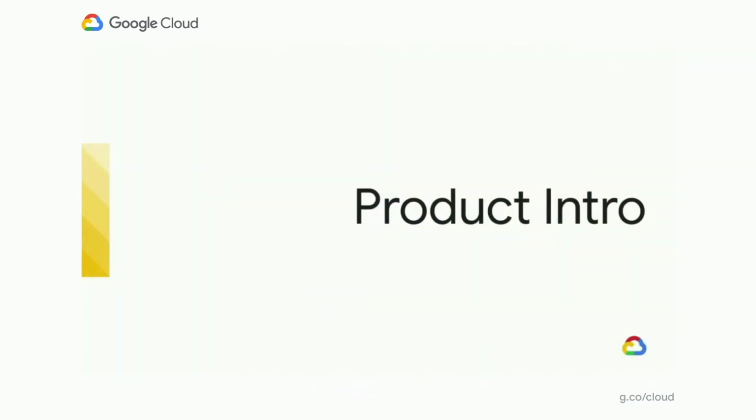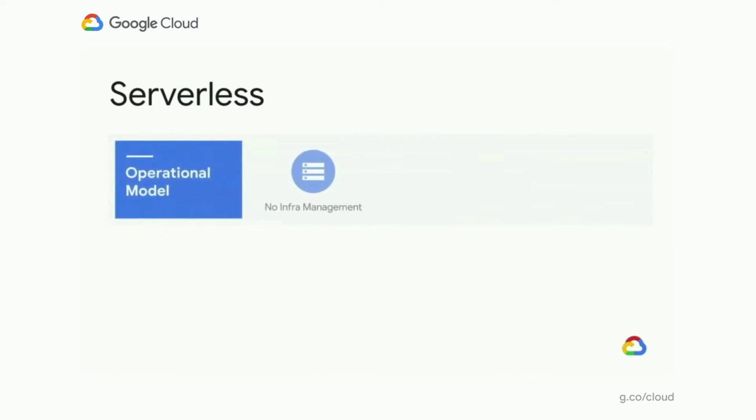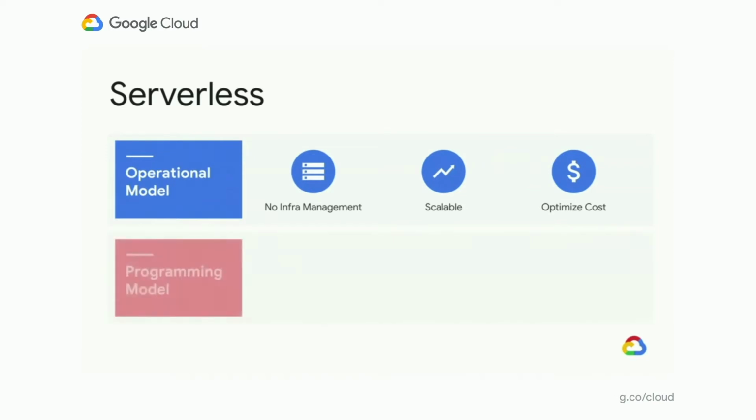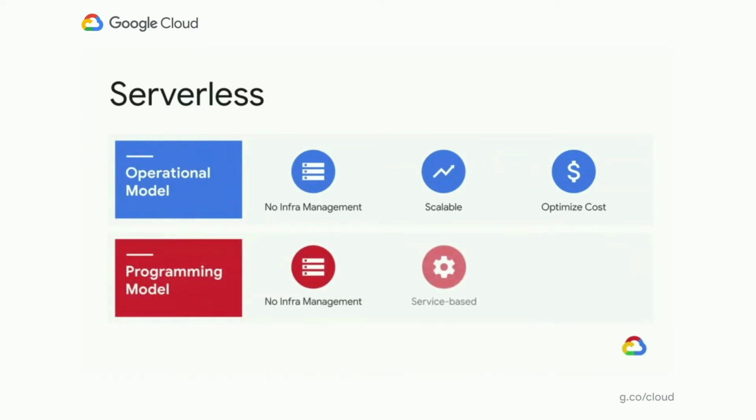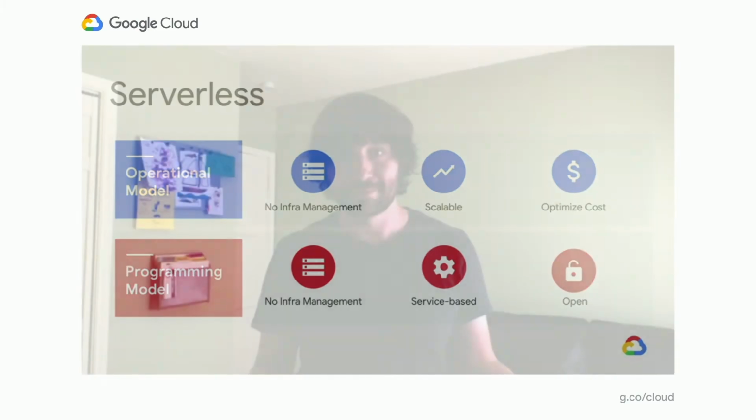So let's introduce you to the product that's at the core of this sample, Cloud Run for Anthos. When developing web applications, serverless patterns are very, very popular. And why is that? Well, there's the operational model. You don't have to worry about infrastructure. It's inherently scalable, and you pay for what you use. But for developers, it's really the programming model that's attractive. They also don't have to worry about the infrastructure management. And fundamentally, it's optimized for service-based architectures, like web applications.